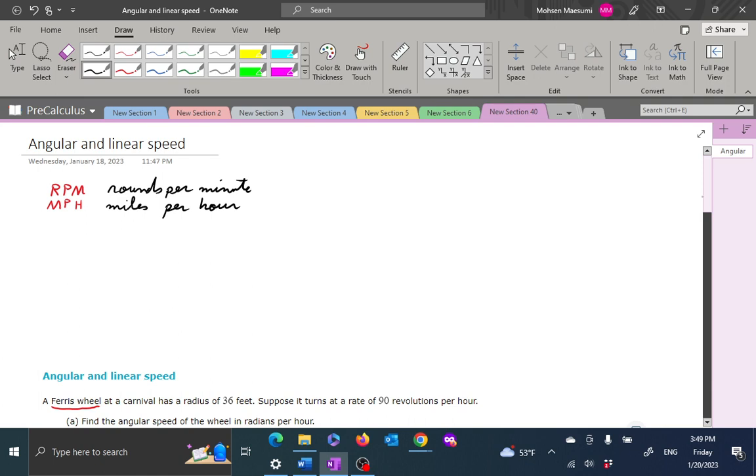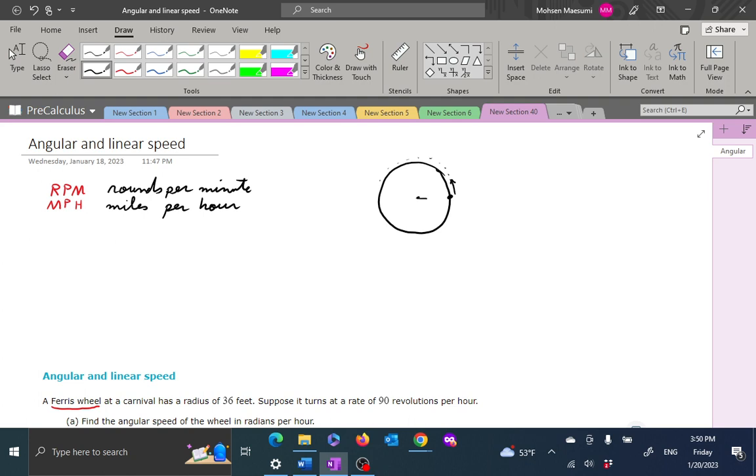Here we always have a circle, and on this circle some point on the edge is marked, and we are checking to see how fast this turns. That's going to be rotational speed. We can also check, if this was a road and this object was going around on this road, what would be its linear speed?